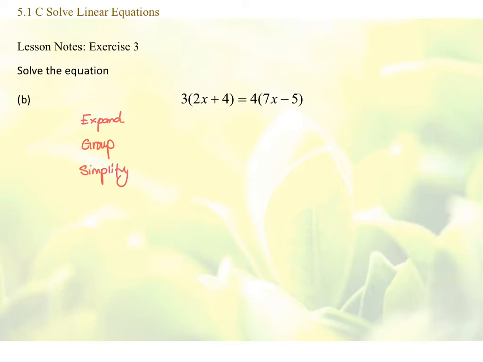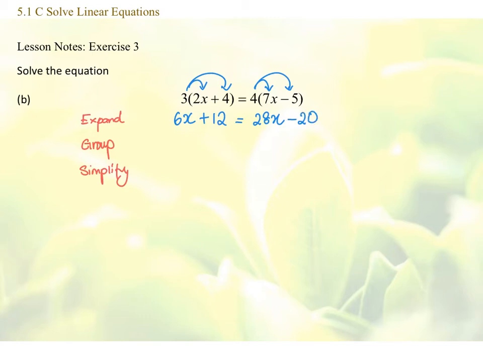I have 3 groups of 2x plus 4. That means I'll have 3 groups of 2x and 3 groups of 4. Equals to 4 groups of 7x minus 5. So I'll have 4 groups of 7x and 4 groups of negative 5. So this will be negative 20.